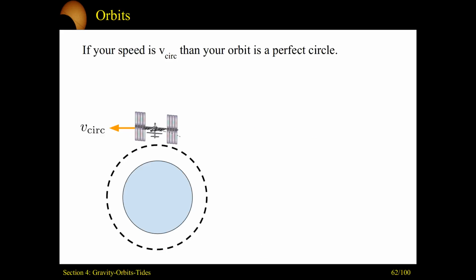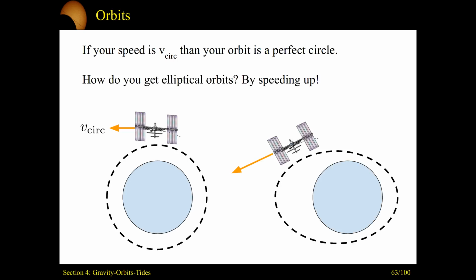Let's go ahead and start looking at the types of orbits, the shapes of what you're going to do. So if you're moving at the critical circular speed, then you'll have what's clearly a circular orbit around the planet. So how do you change that? How do you go to elliptical orbits? Well, you start moving faster. If you speed up, then you're going to have this elliptical shape.